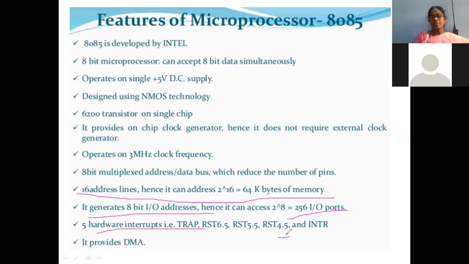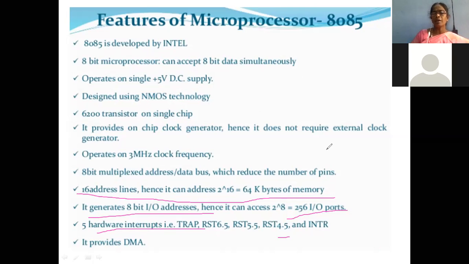So it provides DMA. What do you mean by DMA? Can you expand what is DMA? Have you heard this one? Direct memory access. Yes, this is direct memory access.